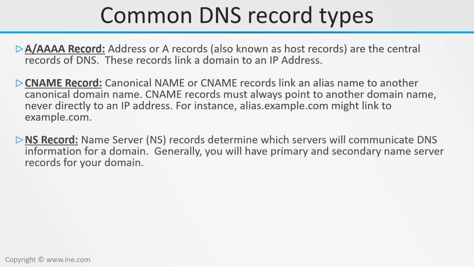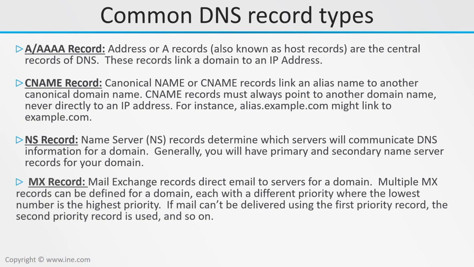NS records or name server records are used to communicate with other DNS servers. So remember when we talked about that full chain of a query or how DNS works, it always points back information to another DNS server if it doesn't have information itself. And these are generally primary or secondary name server records.